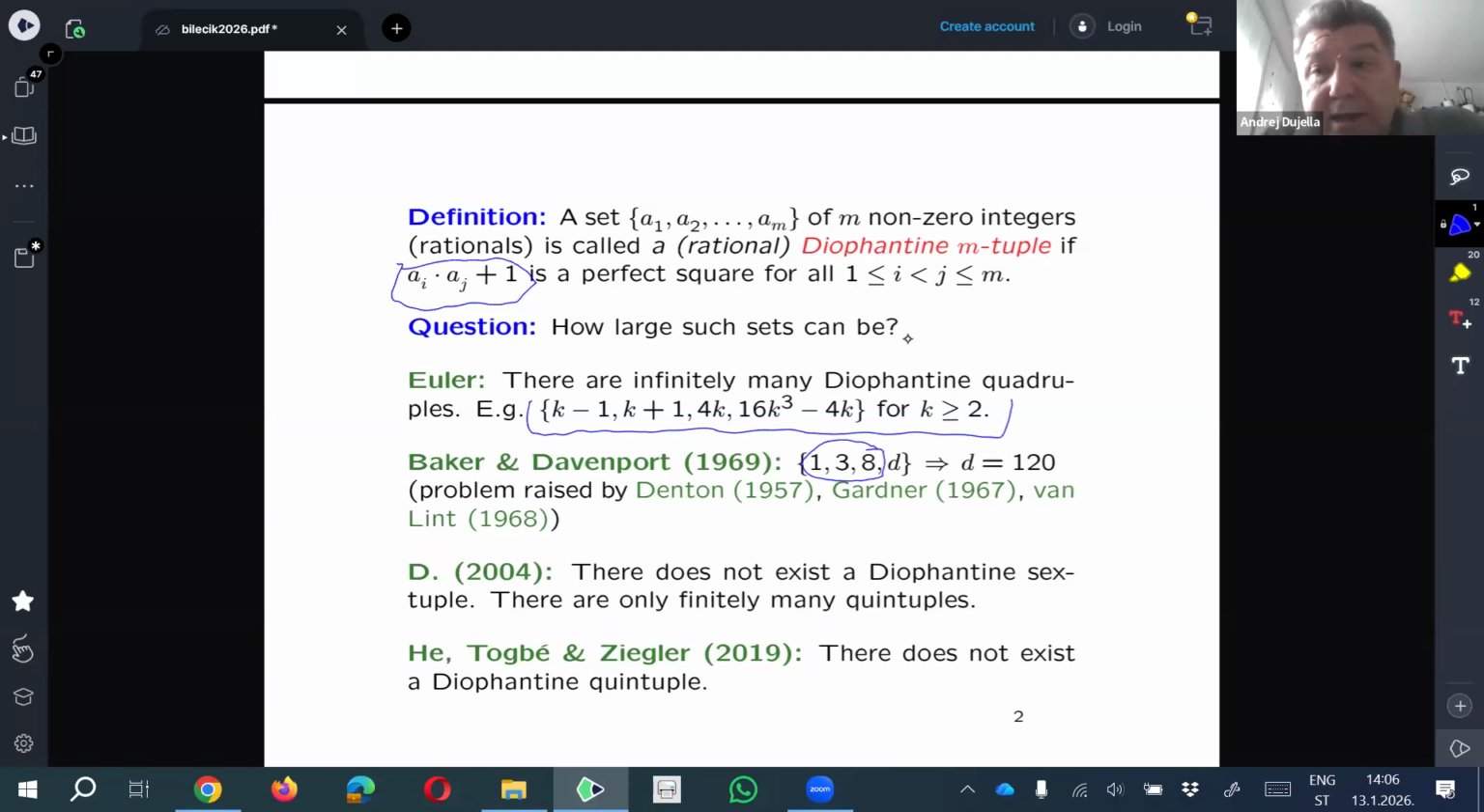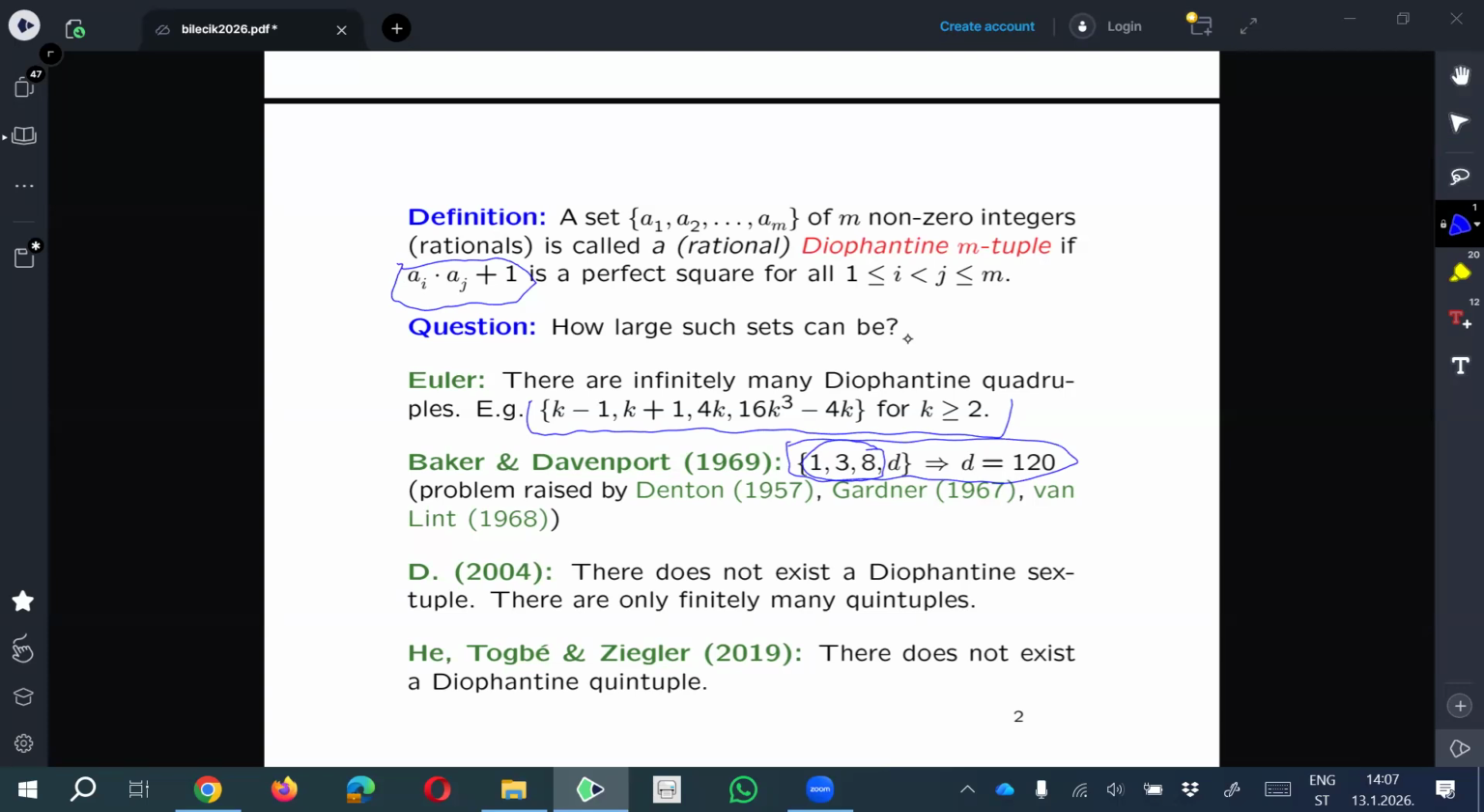However, there are still interesting open problems in this area, motivated by the mentioned result of Baker and Davenport. As I said, we may rephrase this result by saying that the Fermat quadruple cannot be extended to a quintuple. But in fact, this result is more specific and stronger. It says that if we fix 1, 3, and 8, then the fourth element is unique. So we may ask, is it true in general that if we fix a, b, c, then d is fixed?